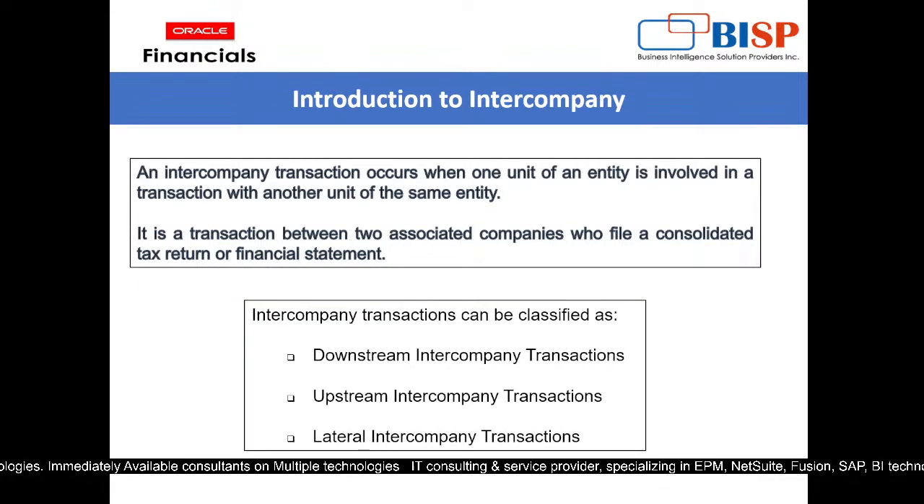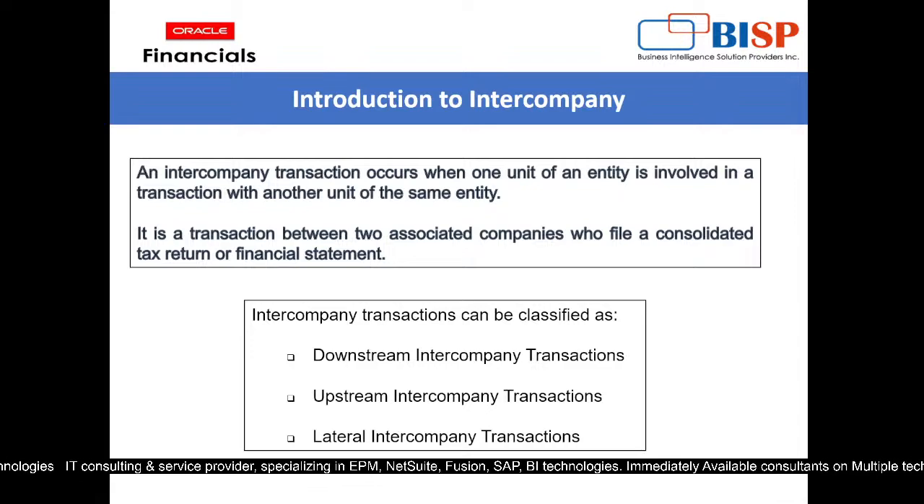Introduction to the intercompany. An intercompany transaction occurs when one unit of an entity is involved in a transaction with another unit of the same entity. It is a transaction between two associated companies who file a consolidated tax return or financial statement. It occurs between units of the same entity or same ledger.